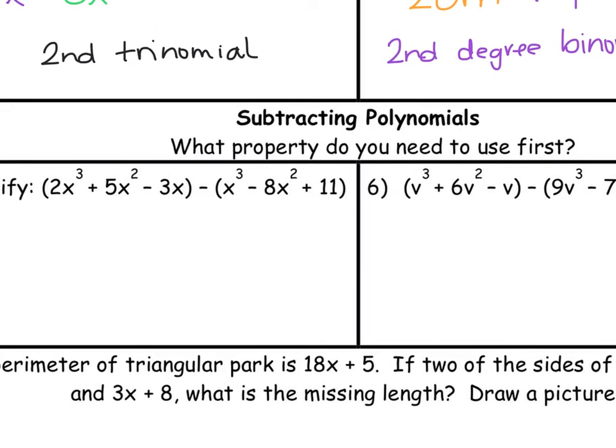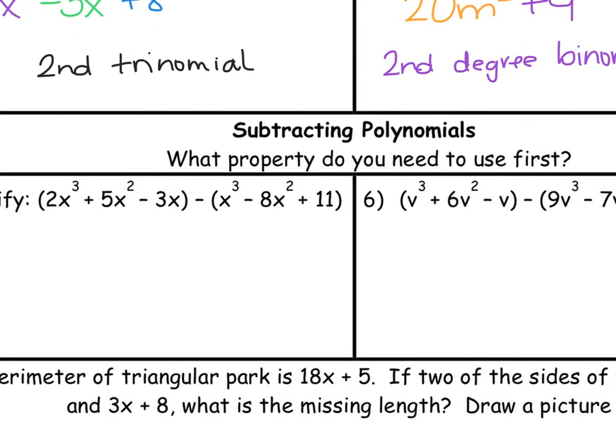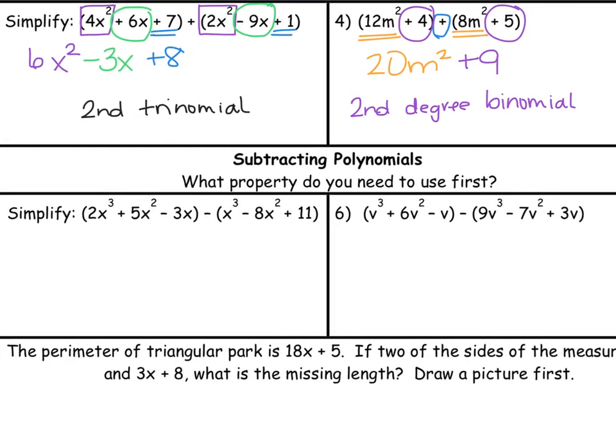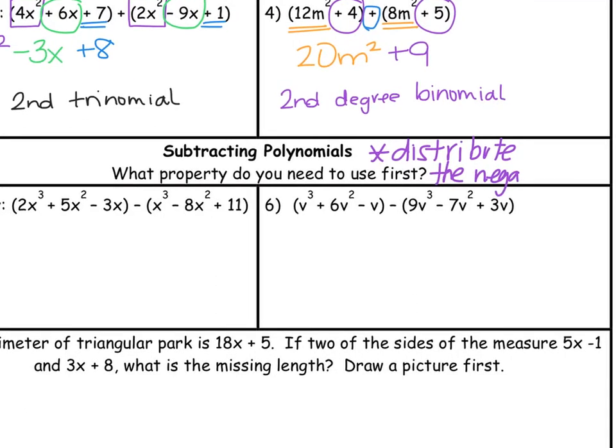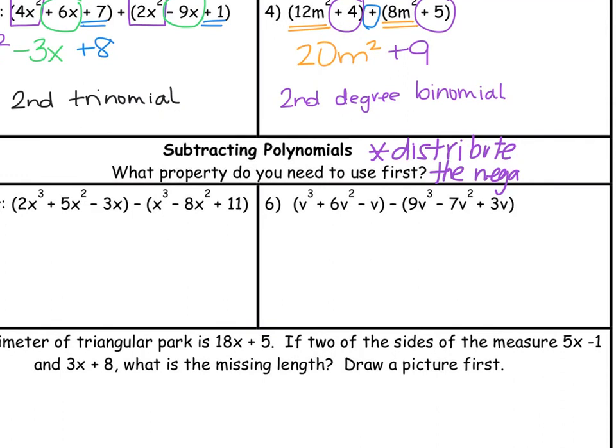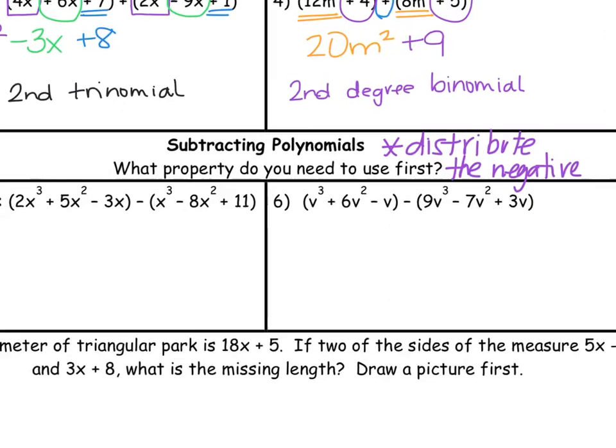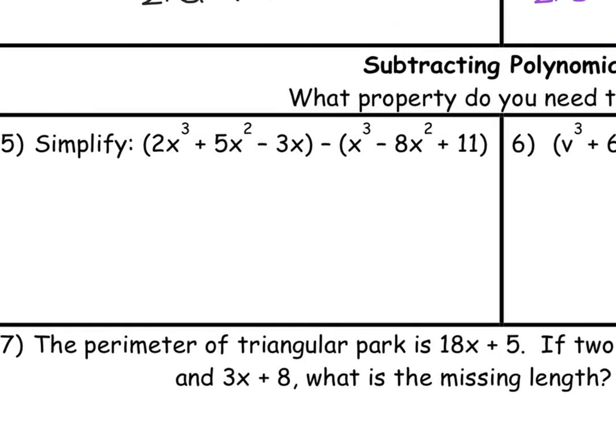Now with subtracting polynomials, what do we need to do first when we're subtracting polynomials? What we need to do first is distribute the negative, the minus sign. Well, what does that mean, to distribute the negative? So let's take a look at example number 5.